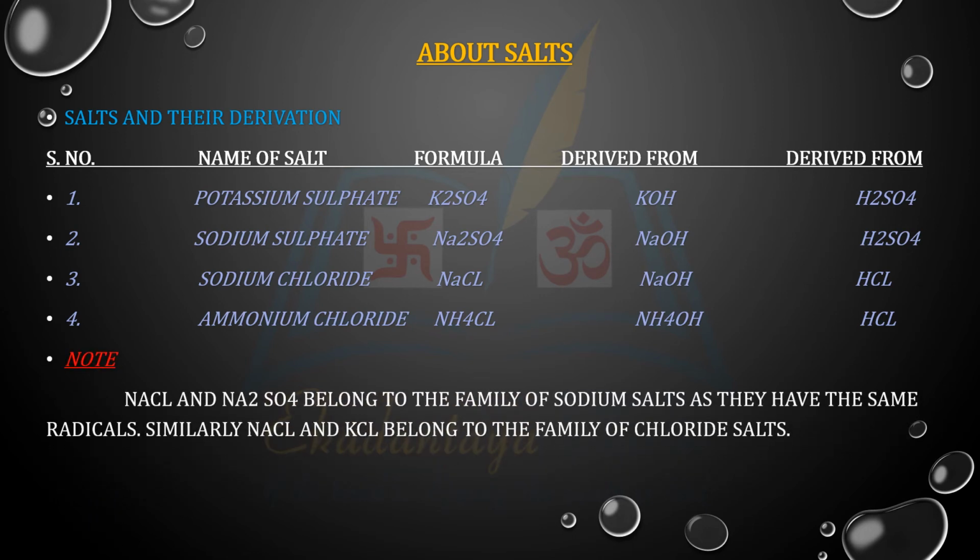Note: NaCl and Na2SO4 belong to the family of sodium salts as they have the same radical. Similarly, NaCl and KCl belong to the same family of chloride salts. Here KCl, and here only HCl are there.